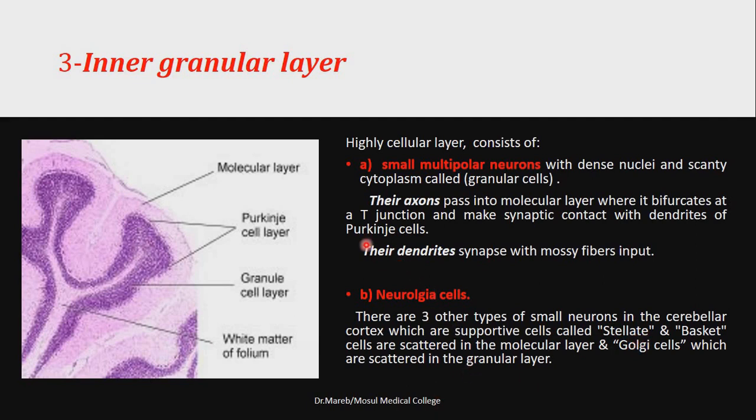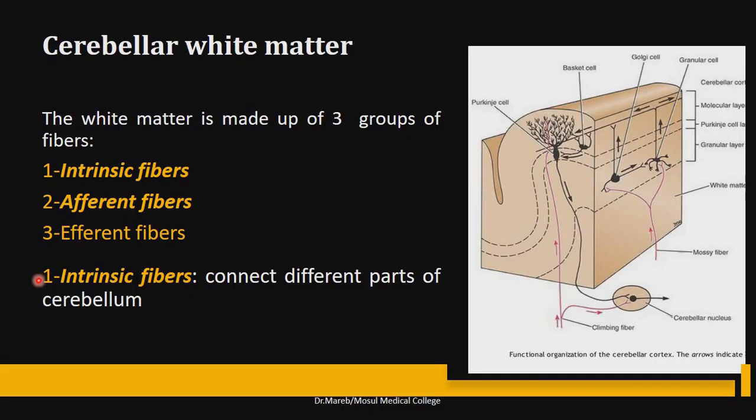So the 3 layers of the cerebellum: the first is the molecular layer, the second is the Purkinje cell layer, and the third is the granular layer. Now, what is here? You can see this area. This area is the white matter of the cerebellum. The cerebellar white matter is made of 3 groups of fibers. The first is called intrinsic fibers. The second is called afferent fibers, and the third is called efferent fibers. Now, the intrinsic fibers connect different parts of the cerebellum.